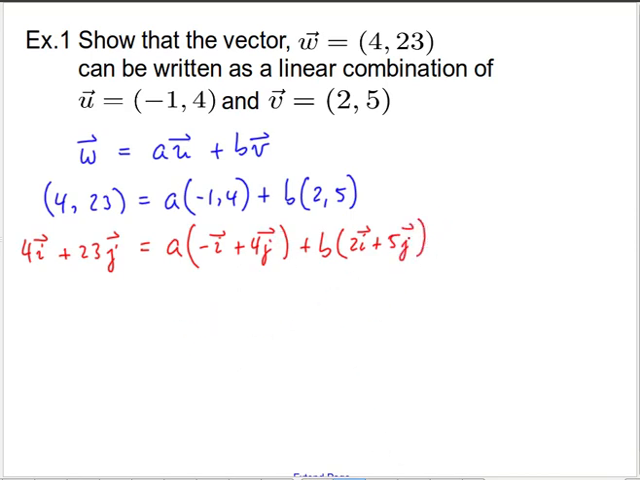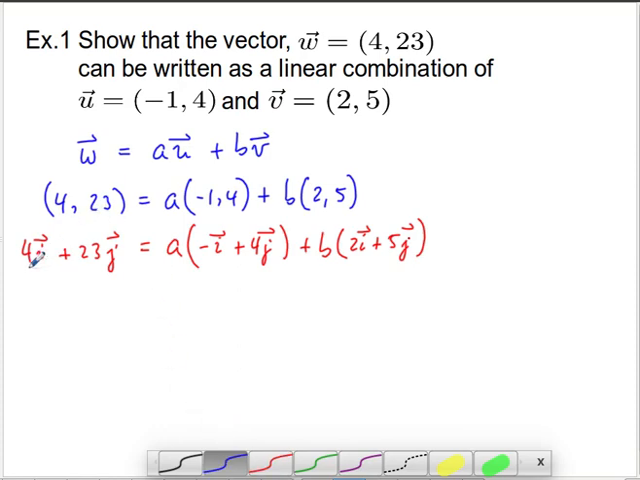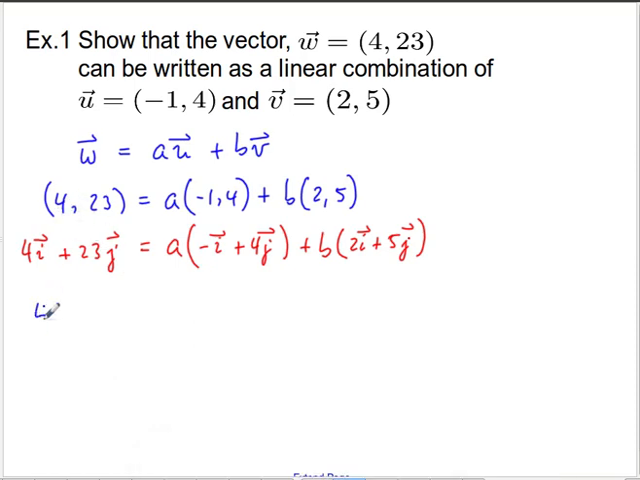The important part, though, is for us to recognize that the x components, the things that are along the x-axis, have to be equal to each other. So we get from this that 4 must work out to be a times negative 1, which is just negative a, plus b times 2, which is plus 2b. And that is our first equation. We're going to end up forming a system of linear equations here. My second equation is that 23 must be equal to 4a plus b times 5, which is 5b. I'll call that equation 2.